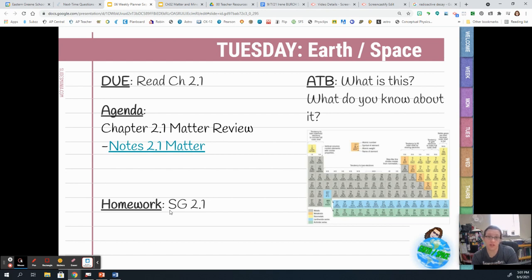Also, if you still need to finish a lab and there's time left, now would be a good time to take your lab sheet over to the other room and finish your map labs if that's something that you need to work on. Tomorrow we'll go over study guide 2.1, and if you have any questions, we can go over those then.